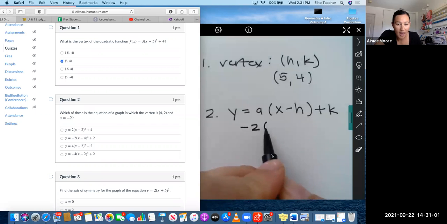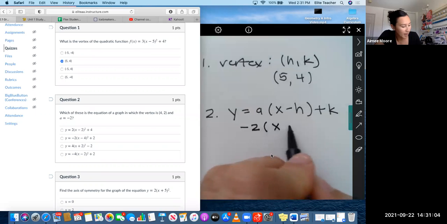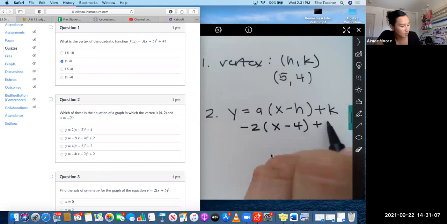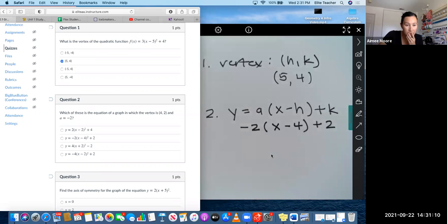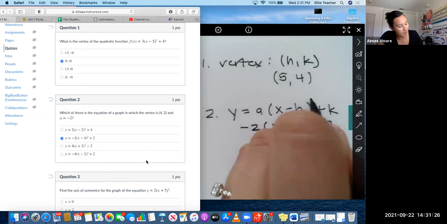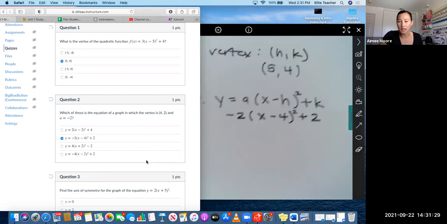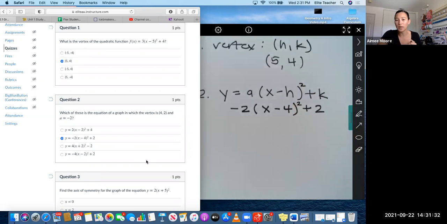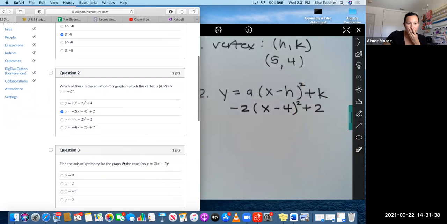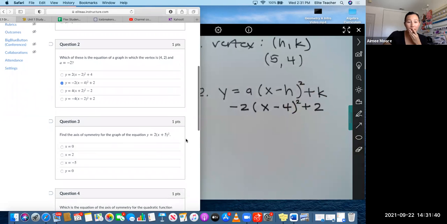And then H is 4, so it'd be x minus 4. And then K is +2, which John's right. That's my second answer. Excellent, John. Any questions on number 2? Oh, and I forgot my squared. That's an important part of a quadratic. It's only a quadratic function if it has a squared. X has to be squared, or it won't be a parabola.